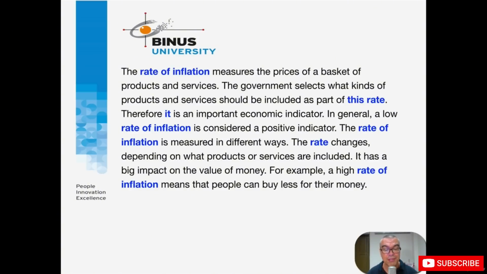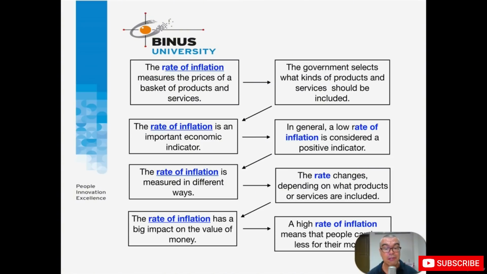The rate of inflation is measured in different ways. The rate changes depending on what products or services are included. It has a big impact on the value of money. For example, a high rate of inflation means that people can buy less for their money. So here you can see that the topic has stayed the same. It's always talking about the rate of inflation. And if we break this paragraph down, you can see that there are different stages, but all of these stages make additional comments on the rate of inflation.